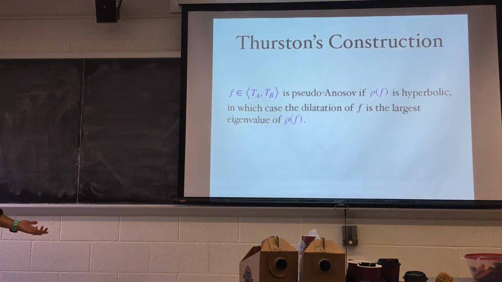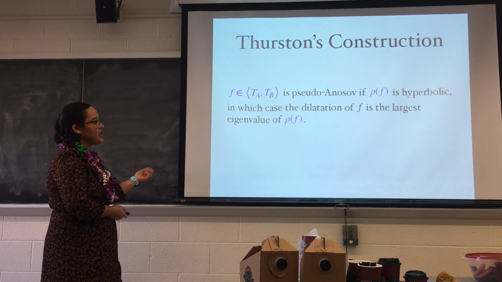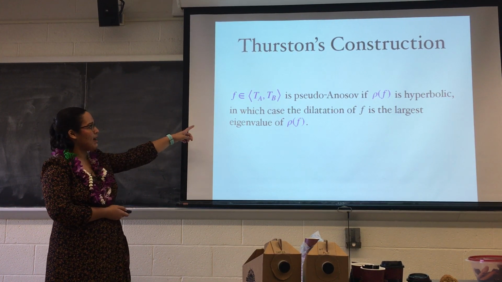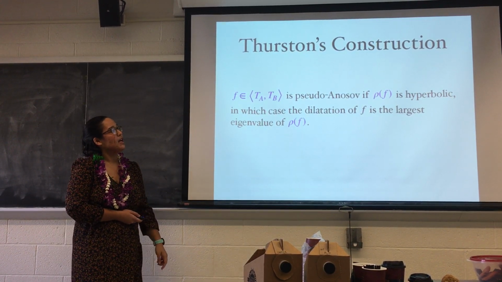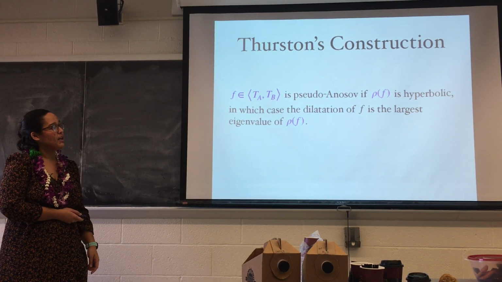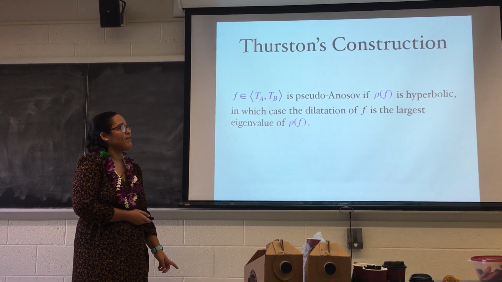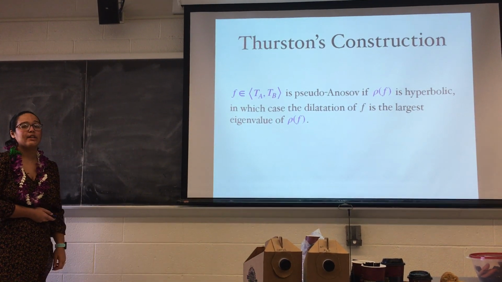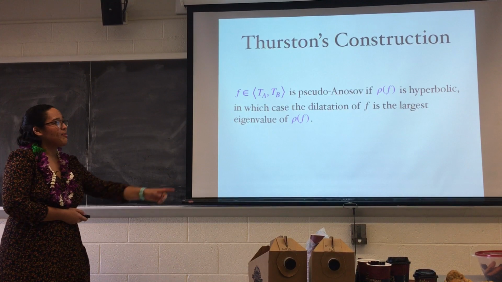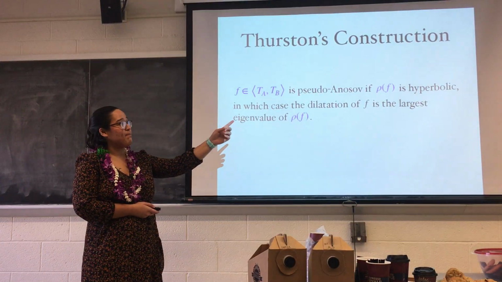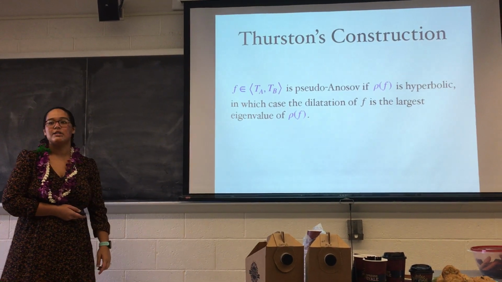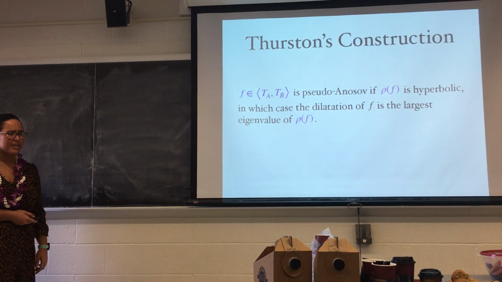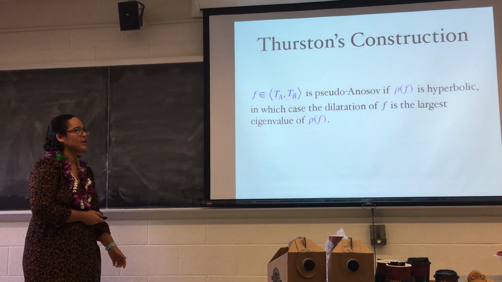And then what does Thurston tell us? Thurston tells us, well, we can actually check when we have a pseudo-Anosov given by the powers of these multicurves. So if we have F in the subgroup generated by the multi-twist about A and the multi-twist about B, then it's pseudo-Anosov if rho of F is hyperbolic. And in fact, in that case, the dilatation of F is the largest eigenvalue of rho of F. So remember, rho of F is just a matrix in PSL2R, and so to be hyperbolic, we just mean that the absolute value of the trace is at least 2. So this is something that's pretty easy to get our hands on.